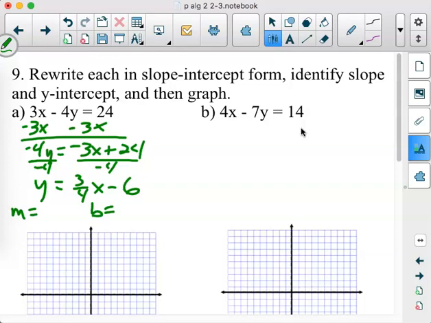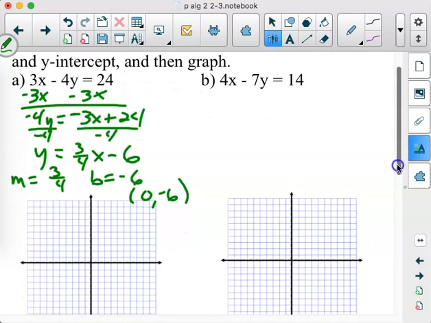Josh, what is m? Y equals mx plus b. The 3/4. So b is negative 6, which means we have to graph 0, negative 6. That's where we start, because remember, we do this alphabetically. We do the b first.